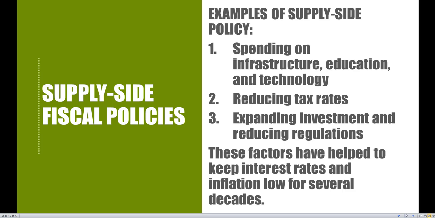And all of these factors have helped to keep interest rates and inflation low for several decades, which is why President Ronald Reagan wanted to induce these supply-side fiscal policies affecting the LRAS curve. So we want to go ahead and hit on point number three just a little bit more, and then we'll hit on point number two with the Laffer curve. So point number three, expanding investment and reducing regulations.